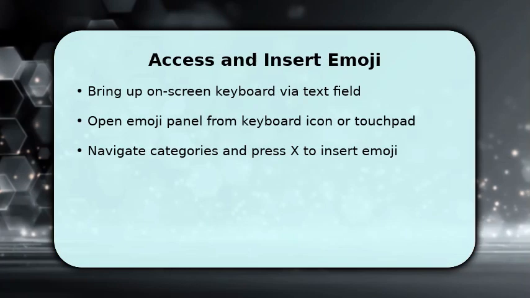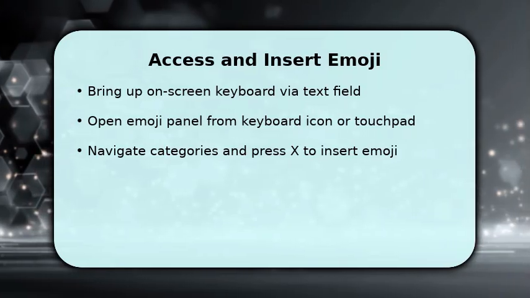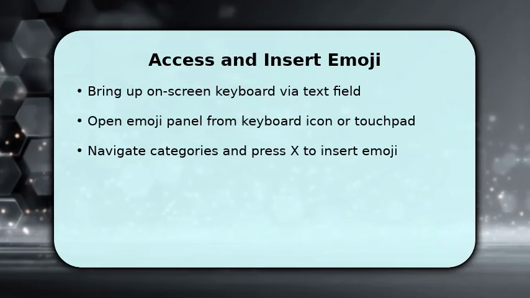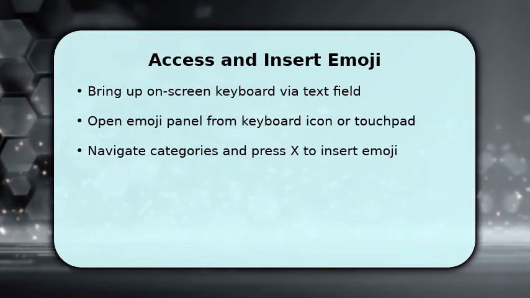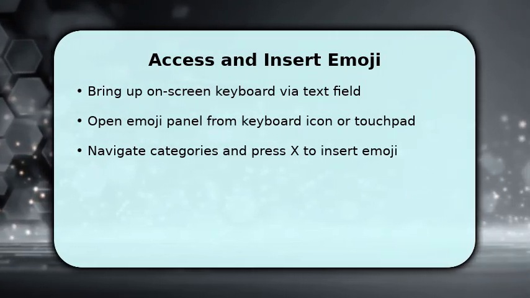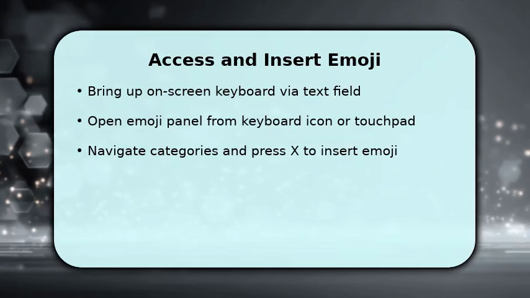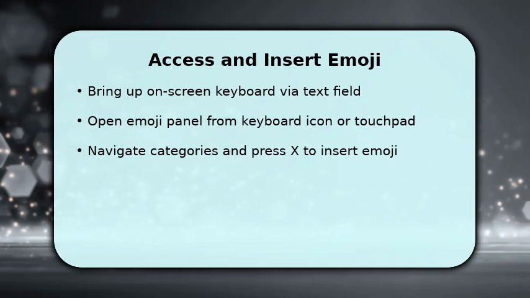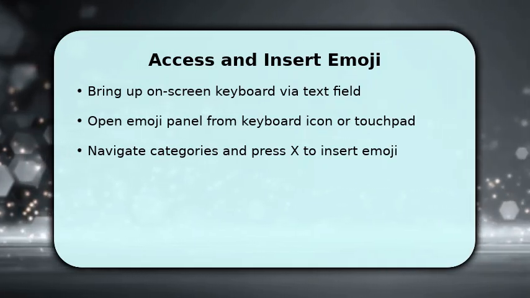You now bring up the on-screen keyboard by selecting the message text field. Next, open the emoji panel using the dedicated emoji icon on the keyboard or by swiping the touchpad if your app supports that gesture. Once the panel appears, navigate categories with the D-pad or left stick and use X to insert the emoji into your message.